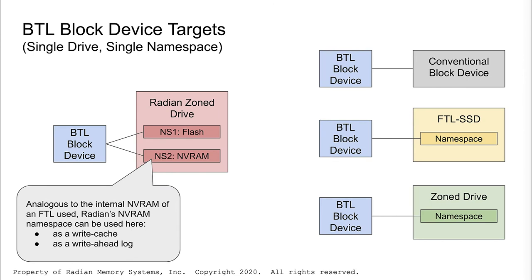The BTL can construct block devices out of target drives in a number of different ways. In their simplest forms, block devices can be created from single targets, or in the case of a Radian drive, from a single namespace with some associated NVRAM. Radian's NVRAM appears as an exposed namespace that is analogous to the internal NVRAM of a traditional FTL SSD. And so the exposed NVRAM can be used by the BTL as a write cache or a write-ahead log. But the BTL can also be configured to work with conventional block devices, FTL SSDs, and other zoned drives.